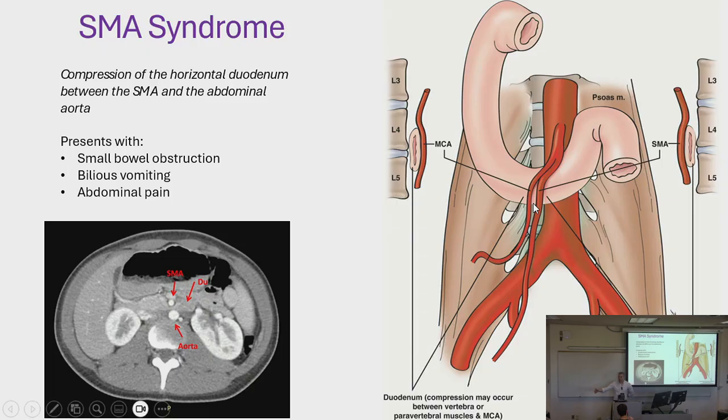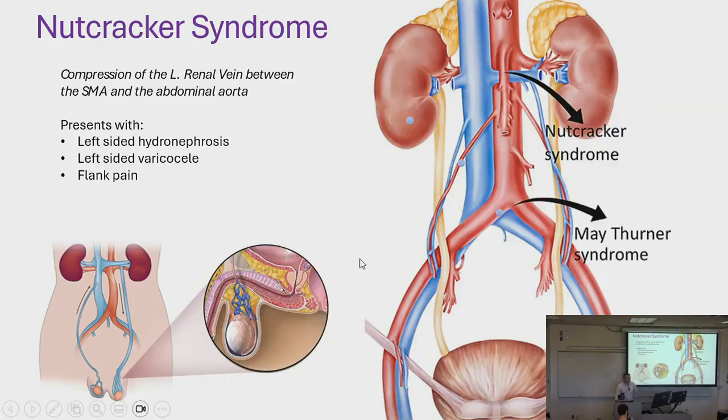So again, y'all talk about nutcrackers. This is SMA syndrome. This is actually the one I got on step 1. So SMA syndrome is talking about the duodenum coming down, and the SMA is compressing it. So it presents as a small bowel obstruction. You kind of saw that nausea, vomiting, and it's going to be bilious vomiting because it's distal to the descending duodenum. All right. Okay. And then nutcracker syndrome.